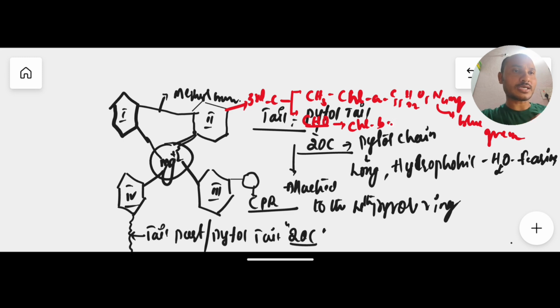So hence the hydrogen number will be decreased and the oxygen number will be increased by 1. For example, the carbon number is the same, 55, and hydrogen is only 70, but oxygen is increased to 6, and N4 and Mg. And the color of this chlorophyll B is yellow.